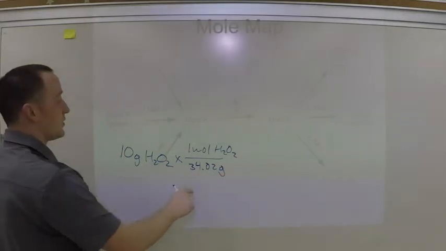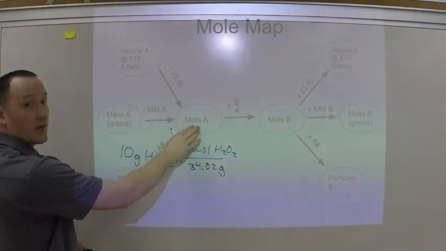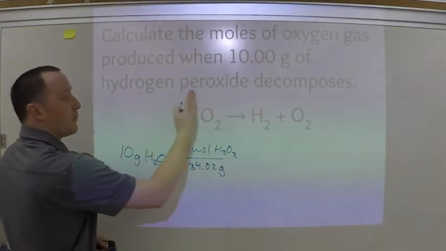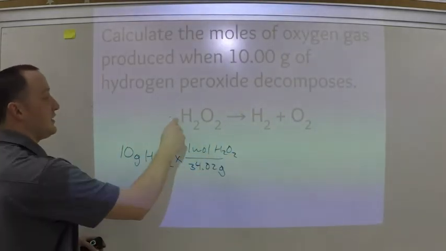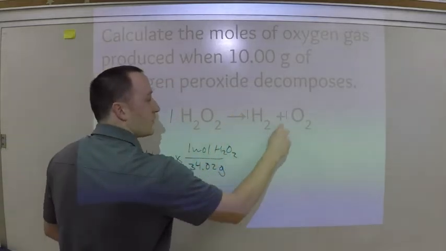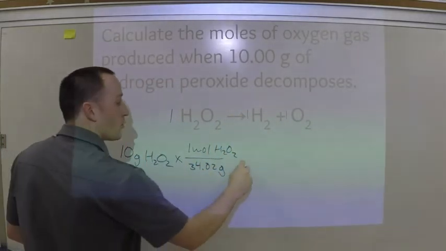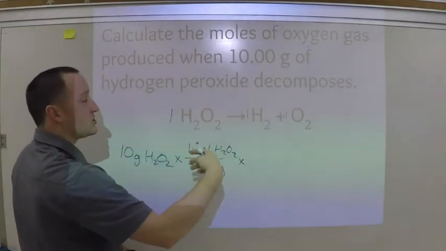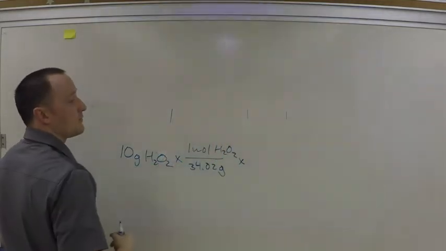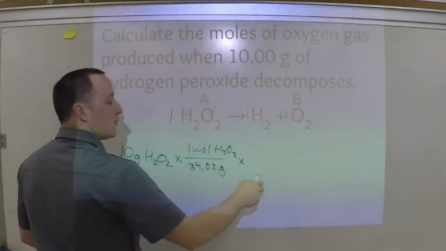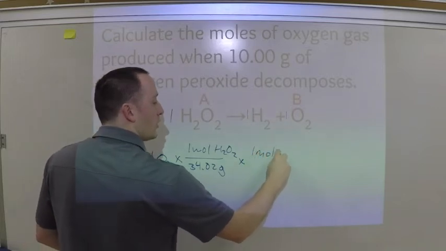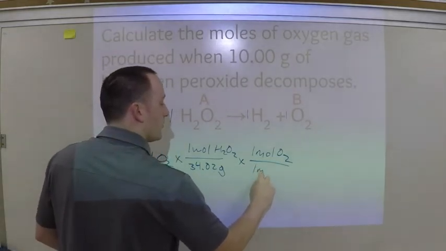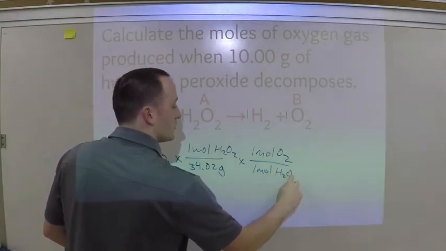I've done my first conversion. I just converted from mass of A to moles of A. Now I'm going to convert from moles of A to moles of B using my mole ratio. Every one of these has a 1 in front of it, which means my mole ratio, remember, is B over A. So I'm going to do my moles of substance B. I have 1 mole of O2 for every 1 mole of H2O2.